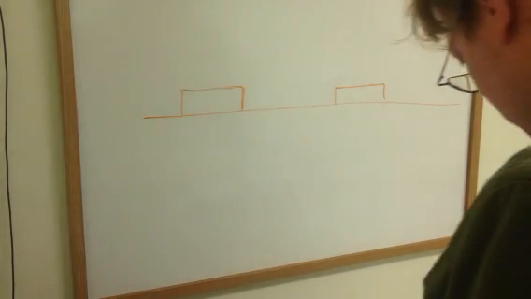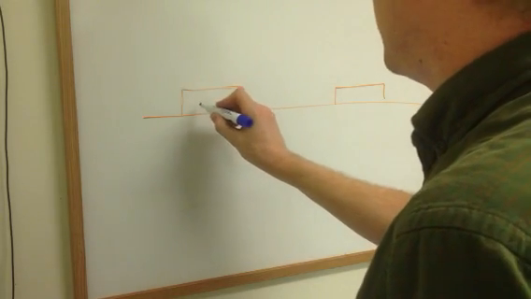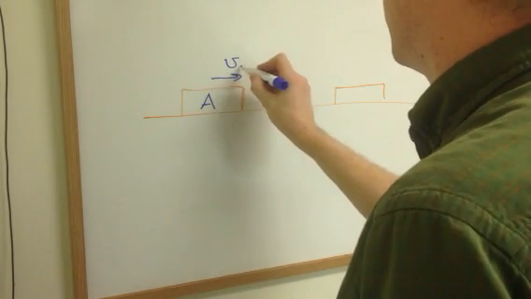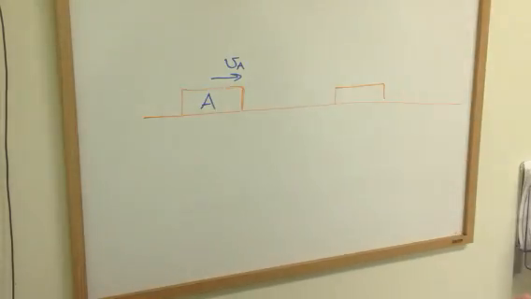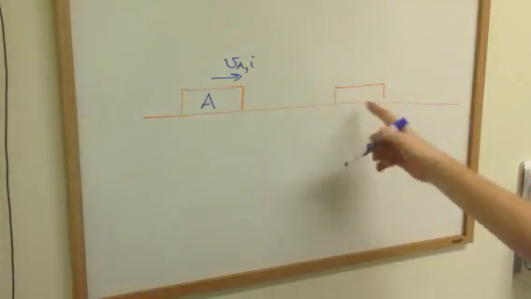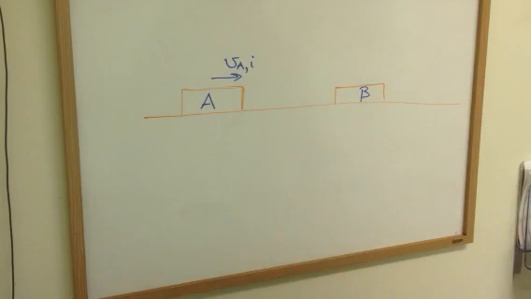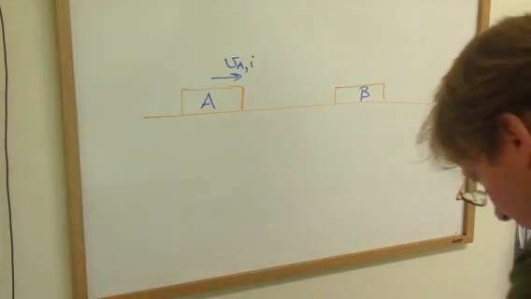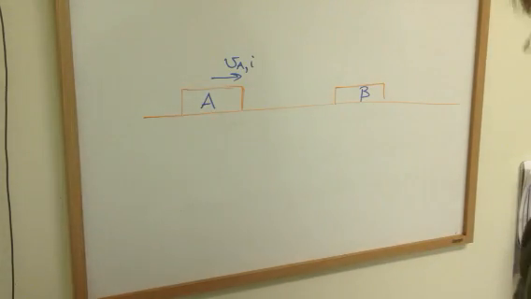Momentum question. Puck A has some kind of velocity initially. Puck B is just sitting there. We're told after the collision, puck A has a velocity.